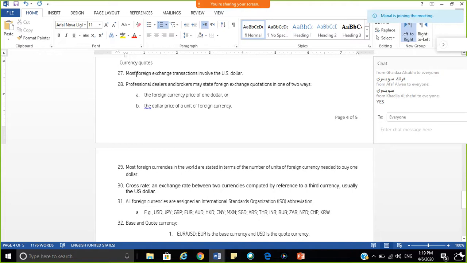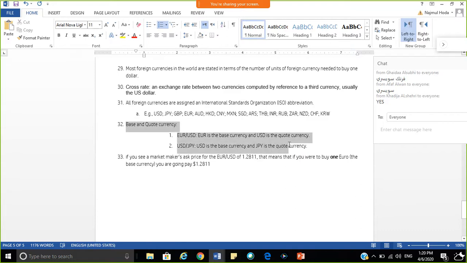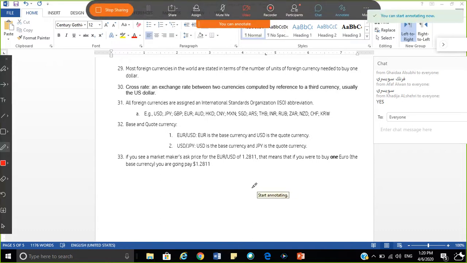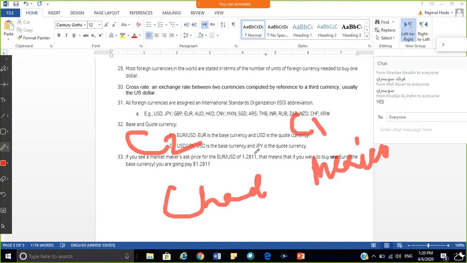So, most of the foreign transactions take place in the US dollar, and let us look at this. There is one important point: what is a cross rate? Cross rate is, as I told you, that there are two countries, one is Chad, the other is Mexico. There are two companies, C1 and C2, one is importing and the other is exporting. One is in Mexico and the other is in Chad. They are dealing with each other, but these currencies are not very famous.